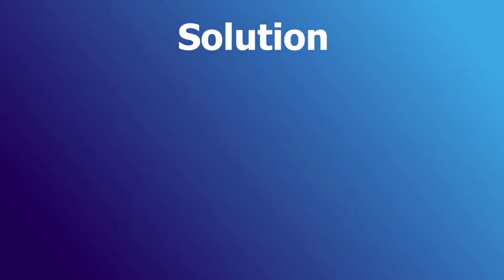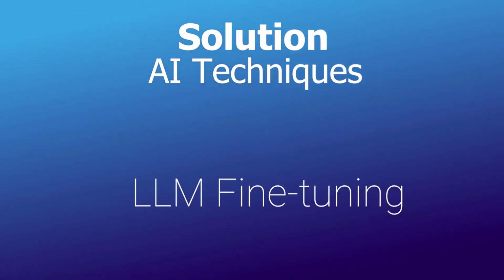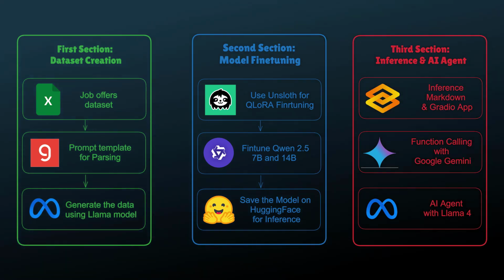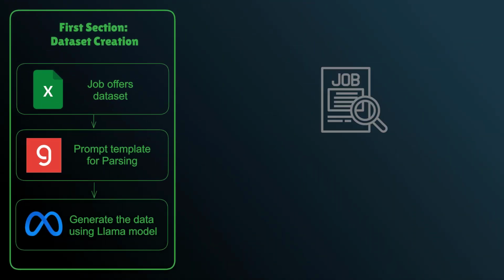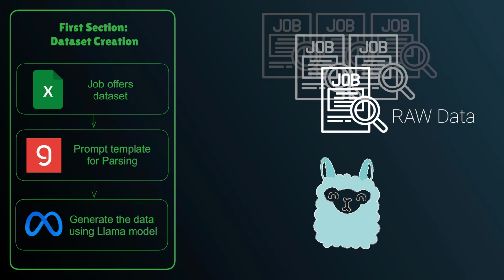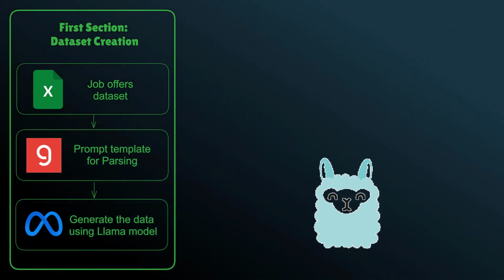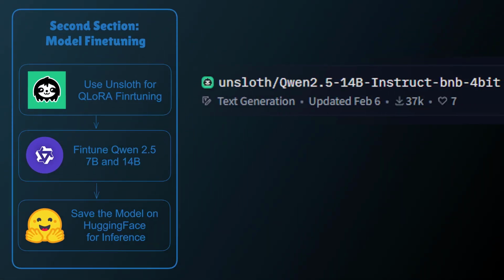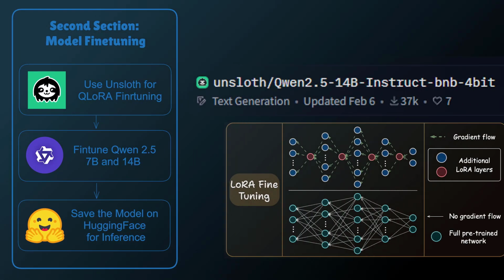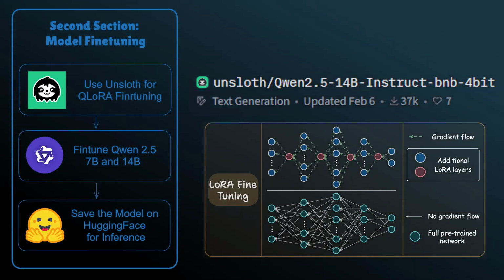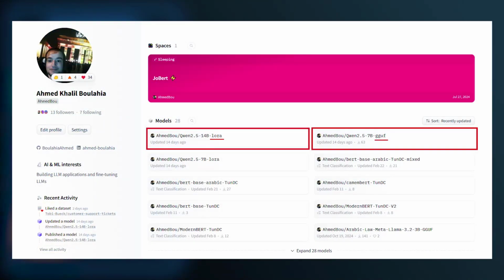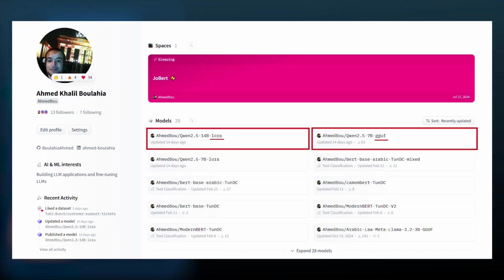Our solution will be based on powerful AI techniques like large language model fine-tuning, function calling, and AI agents. This tutorial will be step-by-step and practical. We will begin by generating our own training data using generative AI to parse and transform job offers. Then we will fine-tune the large language model Qwen 2.5 14 billion using the Unsloth library. This will result in a capable local model that understands technical job offers. We will save the model on Hugging Face for easy access later.